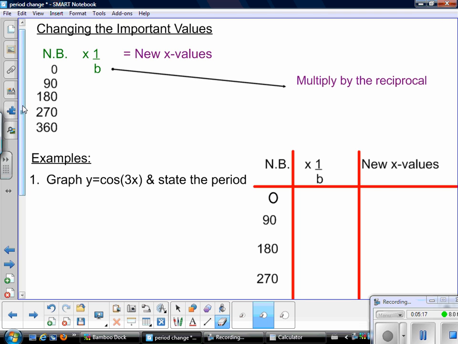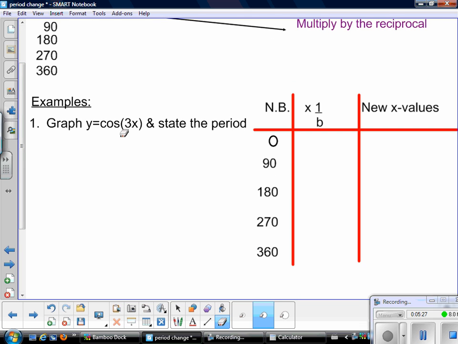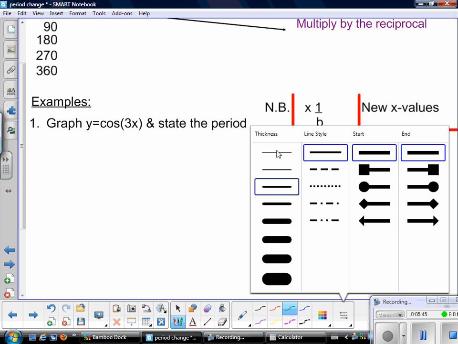It really isn't that difficult when we're just putting a value here, not having a phase shift. That adds another dimension again. So first of all, graph y equals cos 3x and state the period. First of all, I can state the period without graphing it, and I think I will, and then I'll show you how that works also. So let's get our pen up here, and we will do green.